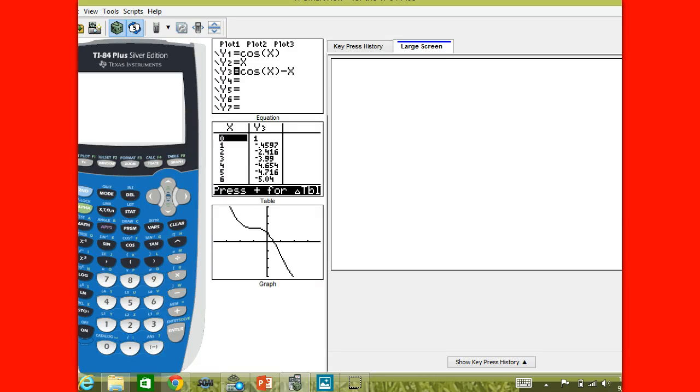Page 50, section 1.4. We don't really have a handout for this because this entire section is about graphing calculators and graphing calculator skills. So we're just going to go through numerous examples together on the calculator.